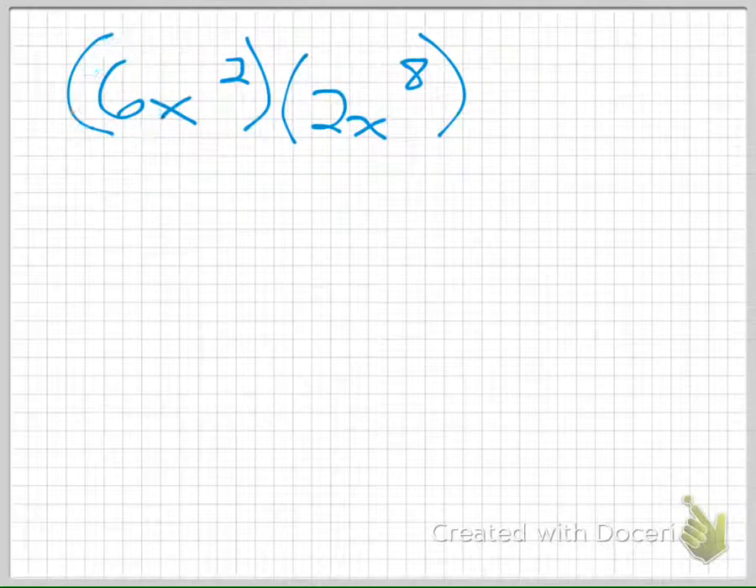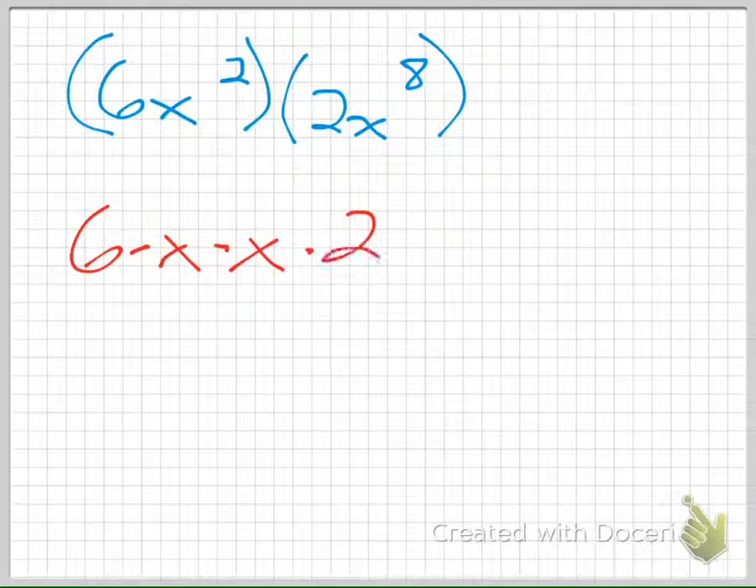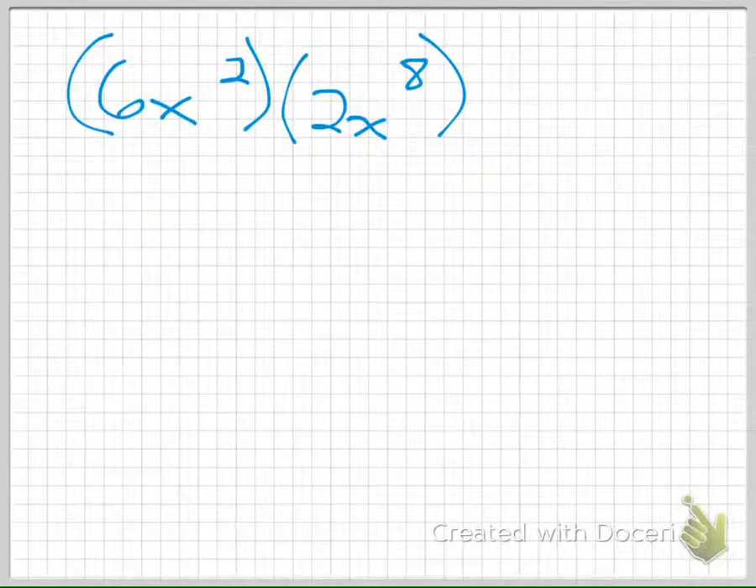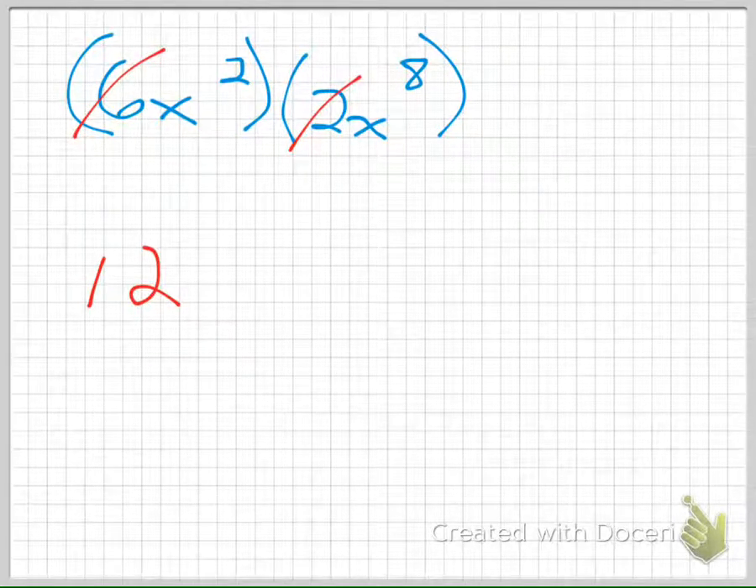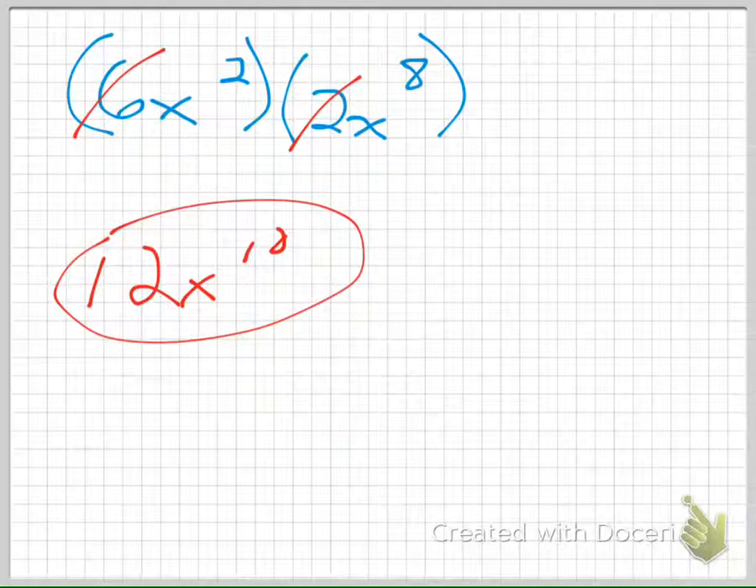Take the numbers, 6 and 2, multiply them together. Isn't this just a string of 6 times x times 2 times x, right? I mean, isn't it just that big string? Okay, so then I can move things around. Can't I go 6 times 2? 12. They're gone. And then go, okay, I have x times x times x times x. So how many x's are there? 10. There's 10, so it would be x to the 10th, right? 6x squared times 2x to the 8th is 12x to the 10th.